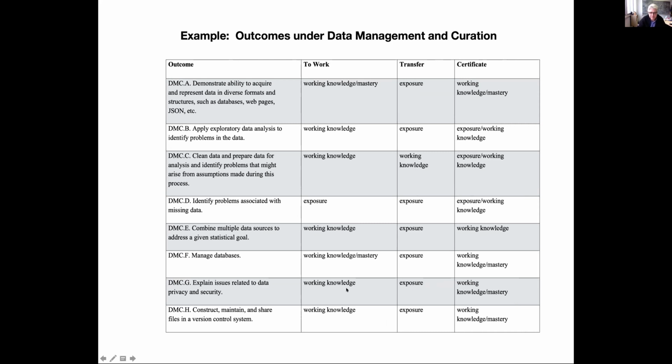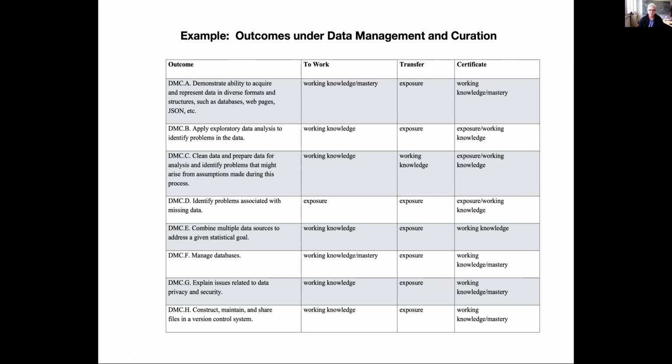This outcome table also illustrates a little notation we used. If you look down, I hope you can see my cursor, at the DMC.F, manage databases outcome, we use a slash notation here to indicate that there may be a range of depth depending upon precisely what sort of degree is being crafted here.